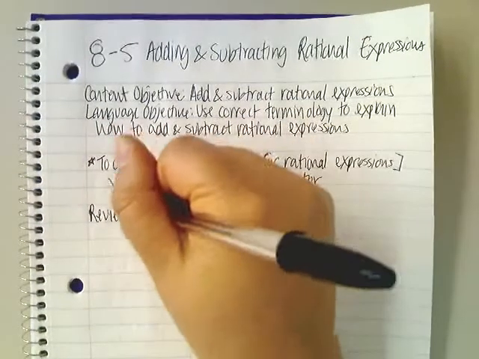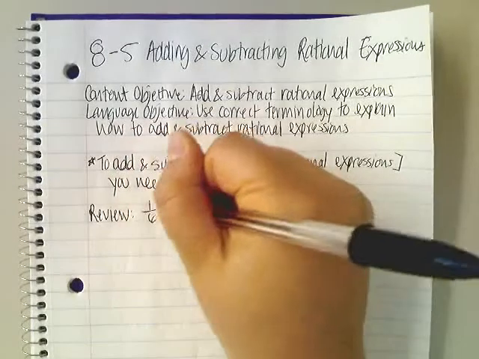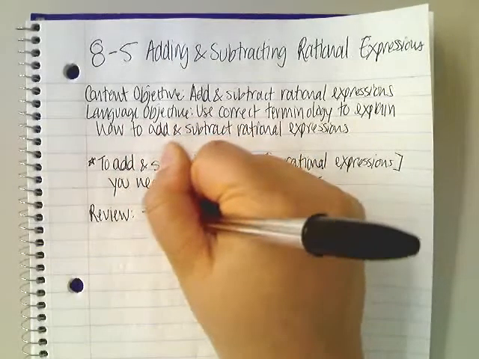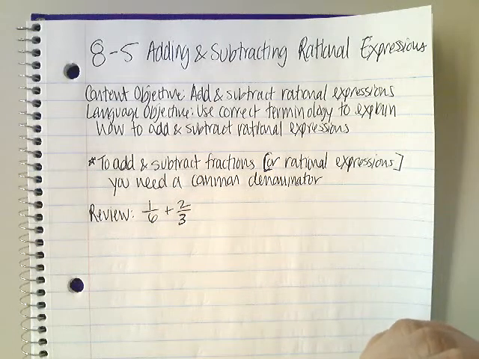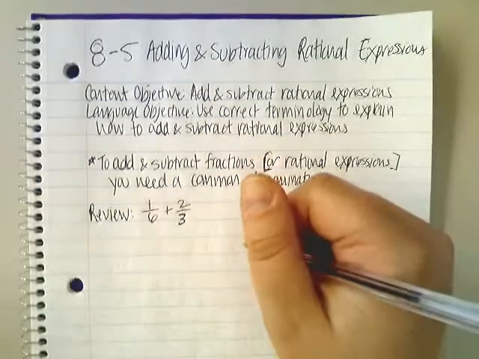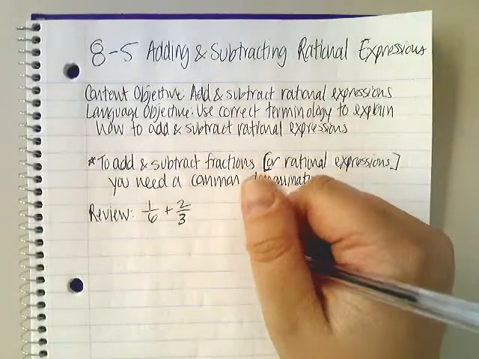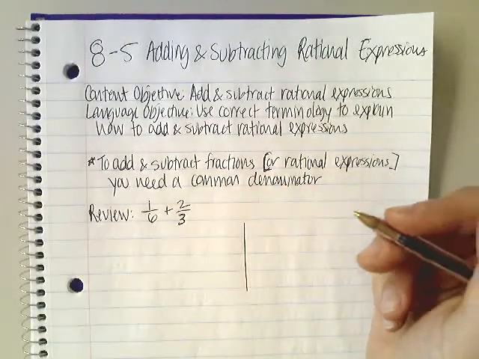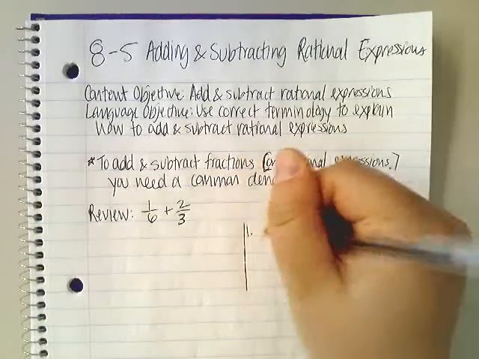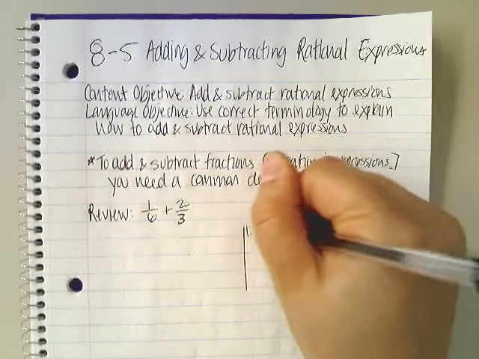I want us to add 1 over 6 plus 2 over 3. Some of you may be able to do this really quickly without doing any math on the paper, but I want to review the process we go through to do this so that when we apply it to more complicated looking expressions, it's not so confusing. So the first thing I want us to do is find factors of each denominator.